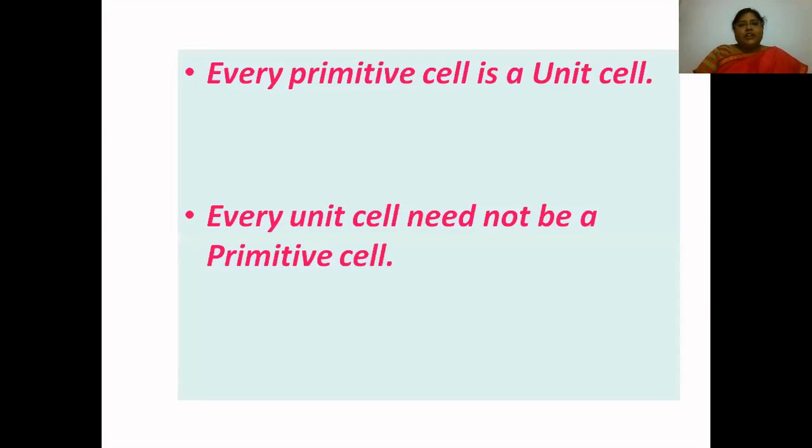So here there are two important statements. One is every primitive cell is a unit cell. Every unit cell need not be a primitive cell. So a unit cell may be a primitive cell or may not be a primitive cell, implying it will be a non-primitive cell.